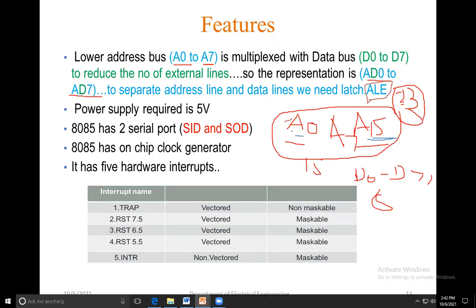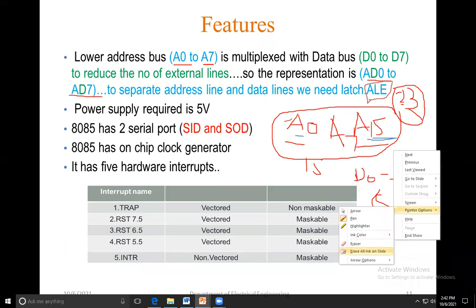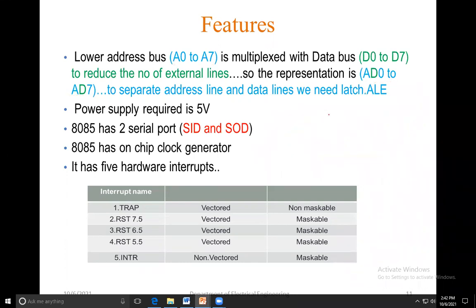So you must remember these things: address bus and data bus. It is a very important part because everybody asks what is multiplexing in your 8085. What is multiplexing? We use the address bus as a data bus also. For that purpose we use the Address Latch Enable, one pin present in your 8085. It is also present in your 8051.